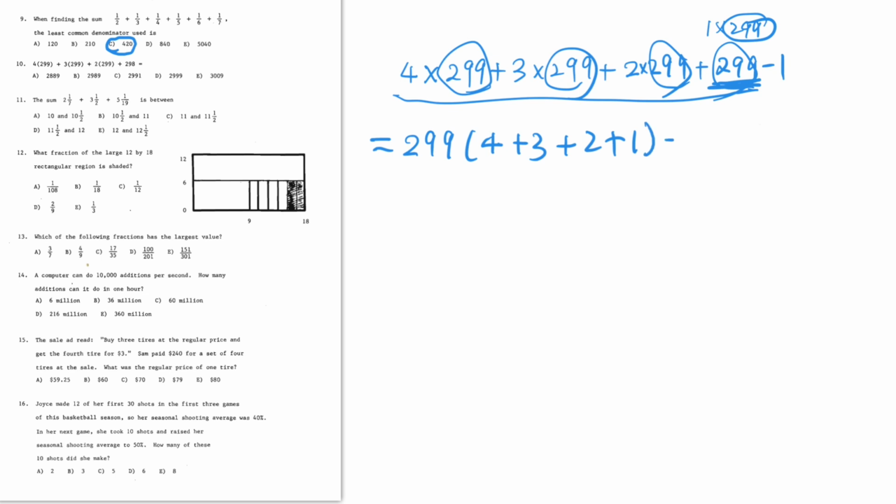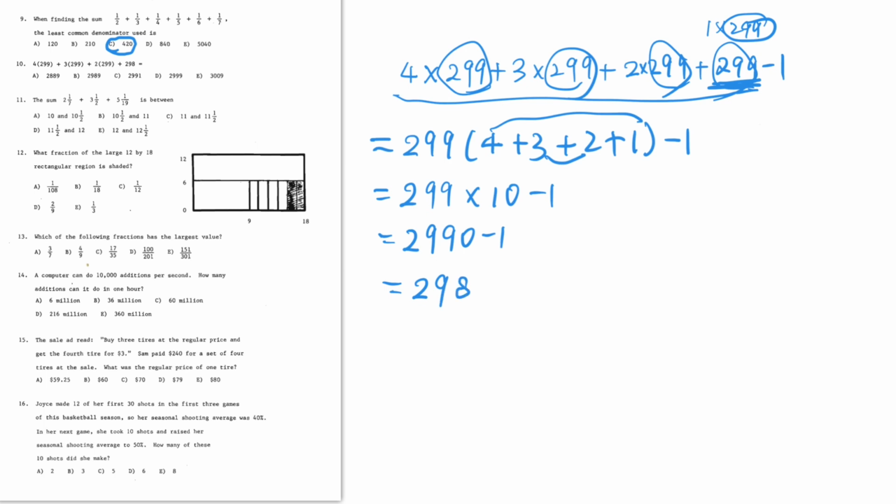And then minus 1. That's 299 times, that's the 10: 4 plus 1, 3 plus 2, total 10, minus 1. Equal to 2990 minus 1. That's the 2989. Therefore, the answer is B.